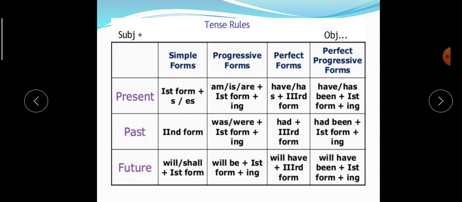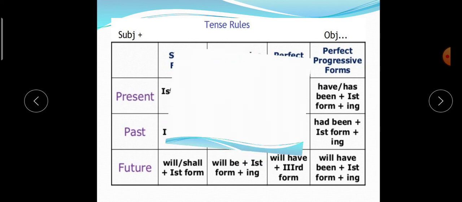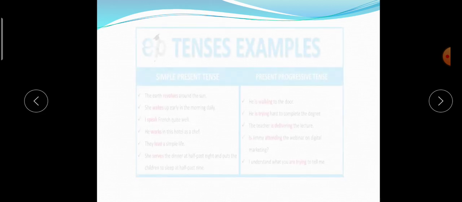Now what is the rule here? The first form of the verb plus s or es depending on the number of the subject. If the subject is singular, you add s or es, and if the subject is plural, you remove s or es. And then continuous, let's revise again. Am, is, are plus the first form plus ing. I hope it is clear. We will revise again in the class when we meet.